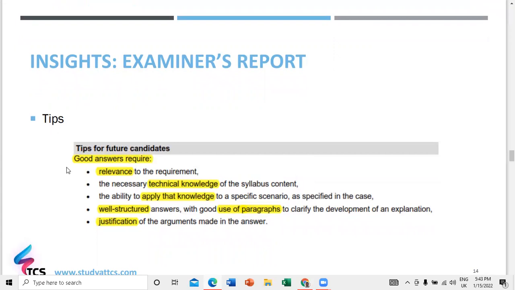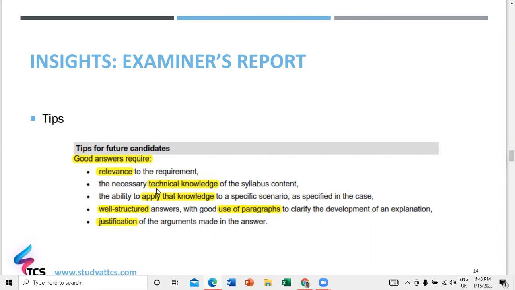Good answers require relevance to the requirement. I highlighted this point earlier. You need to understand the exact requirement stipulated in the question. I'll tell you how you're supposed to do it when I'm going through the mock exam. And when bringing in information from the pre-seen, you need to make sure that you relate to the requirement, or you need to leave out irrelevant information.